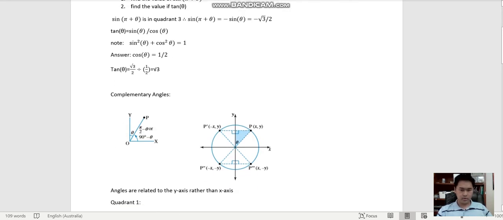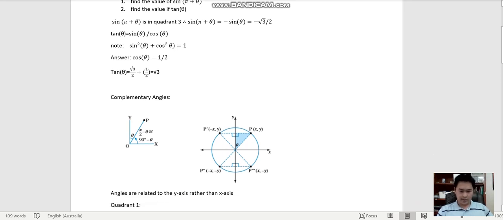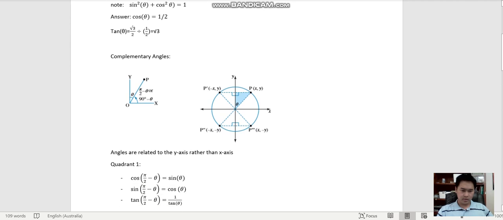Now the complementary angles. In the first video of trigonometric functions, we saw 0, pi plus theta, or pi minus theta, so the angles are related to the x-axis. In complementary angles, the angles are related to the y-axis rather than the x-axis. You can see here the theta is on this side, towards the y rather than the x.